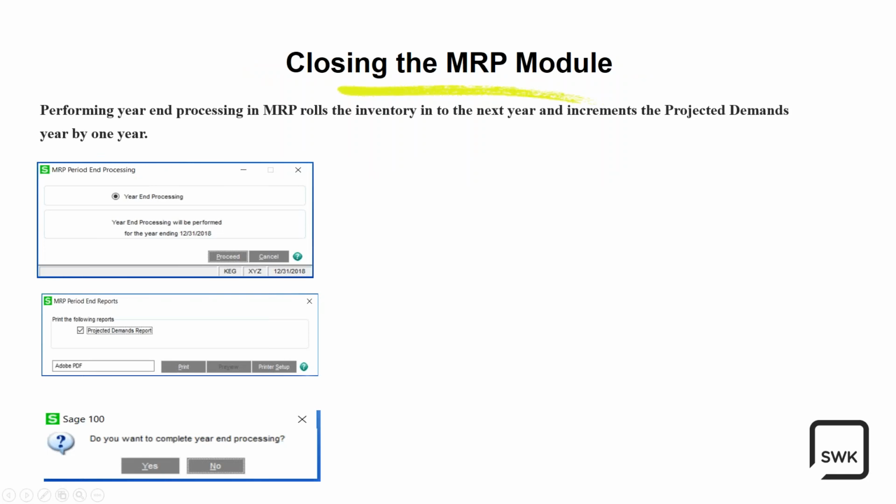MRP only has year-end. It doesn't have a period-end processing. And basically what this does is it integrates with inventory so that you're in the same current fiscal year for your projected demands. And when you look at the projected demands, it will have your current year and your prior year, and you want to make sure that the sales match. If you don't perform this year-end processing, they will not be in agreement. So you want to make sure that you complete that year-end processing if you have MRP.